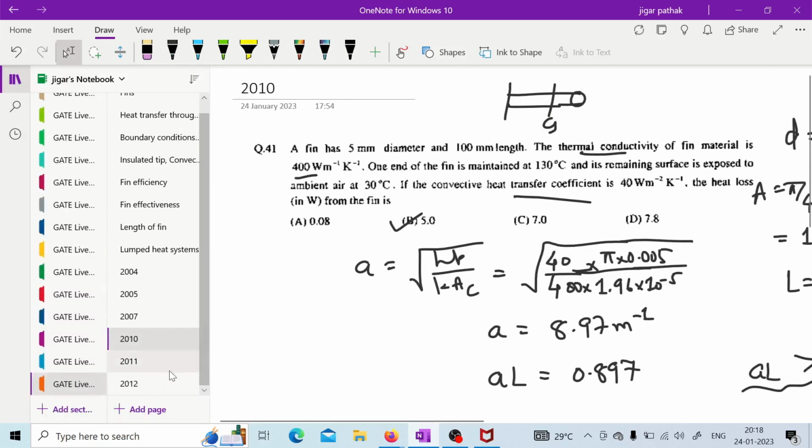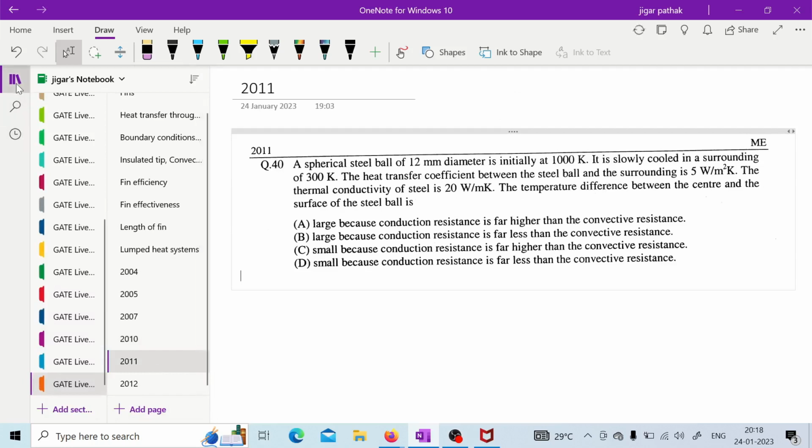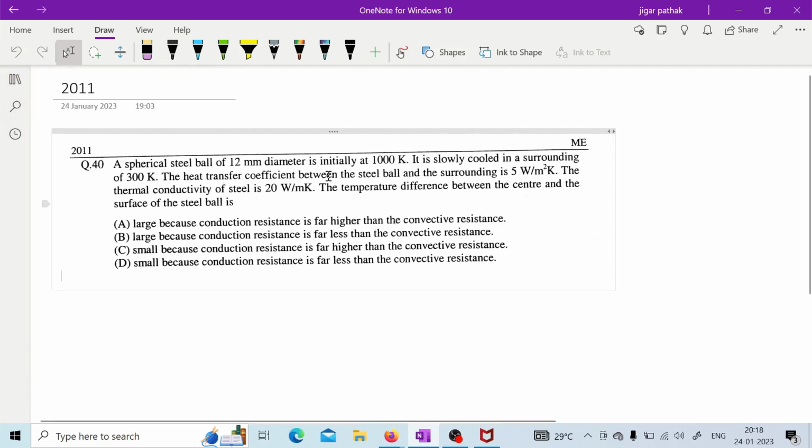So the next is: a spherical steel ball of 12 mm diameter is initially at 1000 Kelvin. It is slowly cooled in a surrounding of 300 Kelvin. The heat transfer coefficient between the steel ball and the surrounding is 5. The thermal conductivity is 20. The temperature difference between the center and the surface of the steel ball is. Can you calculate this one?